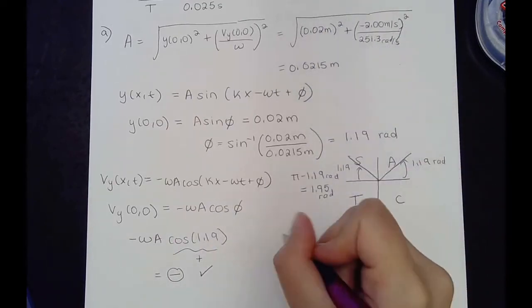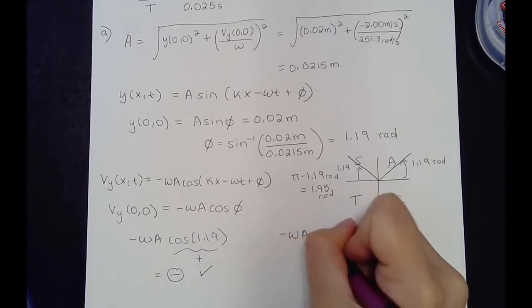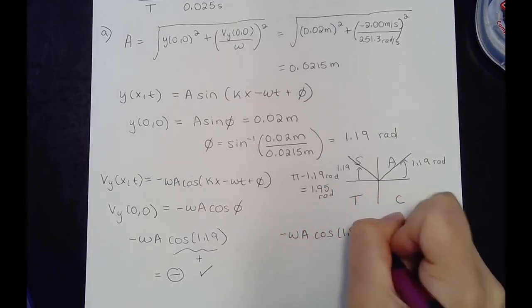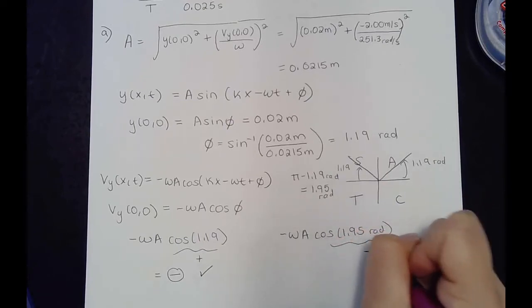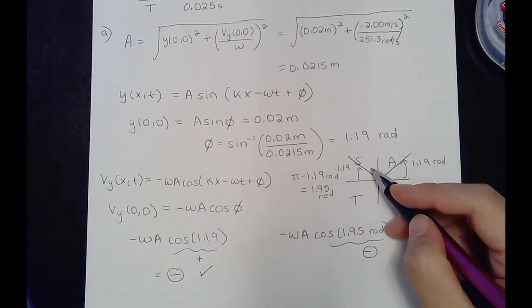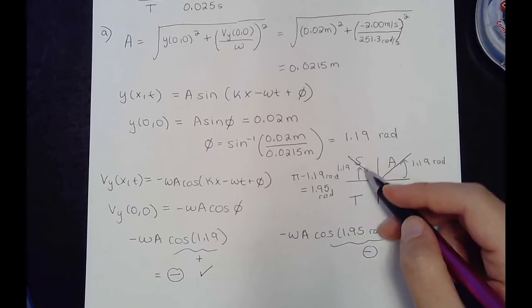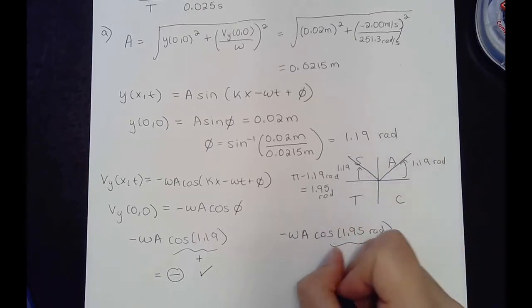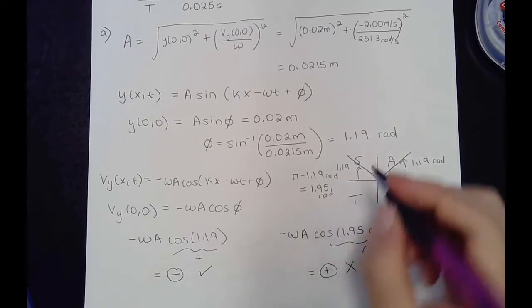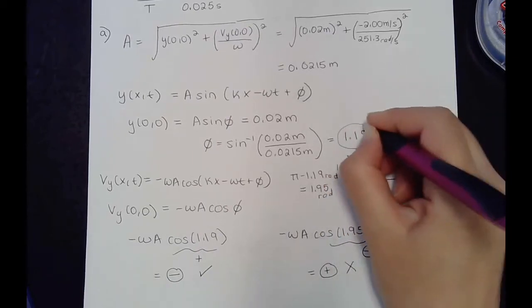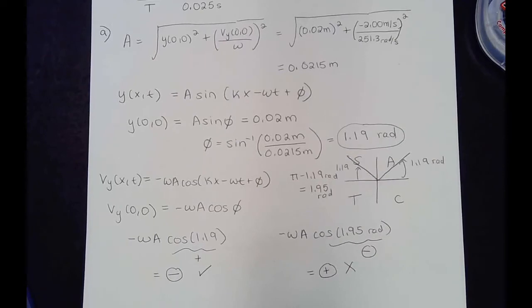Okay, so then we can try negative omega A cos of 1.95 radians, and that's going to be negative since only sine is positive in that quadrant, and again you can just check in your calculator if you want to. So this gives an overall positive velocity, which isn't right. So we know that this was the correct phase angle that we wanted there, but make sure to do the check, because in the case that the sign was wrong for the velocity, we would have chosen the other angle.